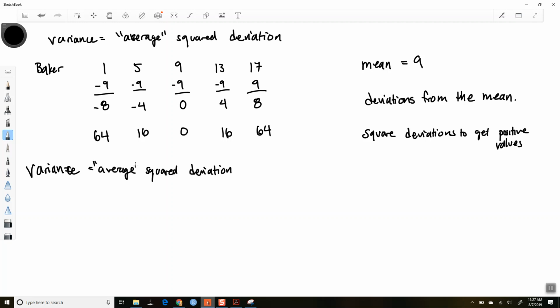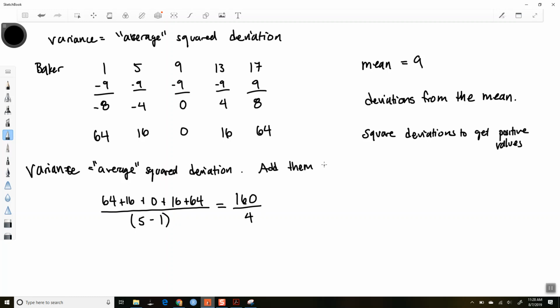But again, I always put average in quotes because we would take these numbers and add them up, and I would get 160. Except instead of dividing by n, which is 5, I'm going to divide by 1 less than that. So I'm going to divide by 4. So this will be, add them up, and divide by n minus 1.